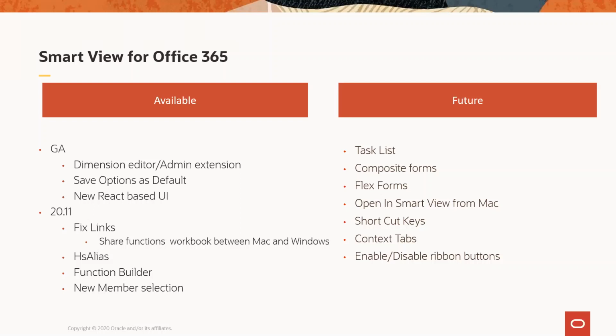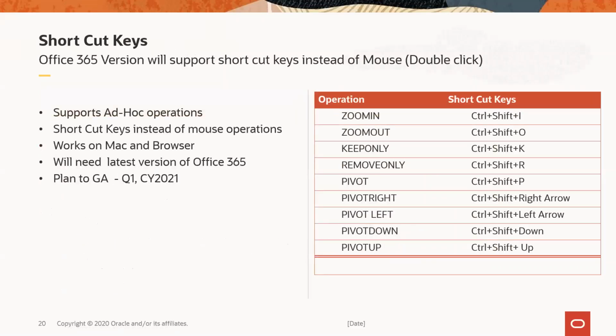We have a new function builder, a new member selector that's coming in there. As mentioned, in the future, we have task list, composite, flex forms, shortcut keys, just to make it easier, because I mentioned that a lot of things are menu driven and you might not want to be so mouse specific. So we did identify certain shortcut keys that we were able to reserve for use within Smart View here. So if you want to do some pivoting and stuff like that, you could just use shortcut keys instead of always navigating up and doing things. You could highlight your member and then just hit the control keys, or the shortcut keys. So, just keep in mind that that's coming.